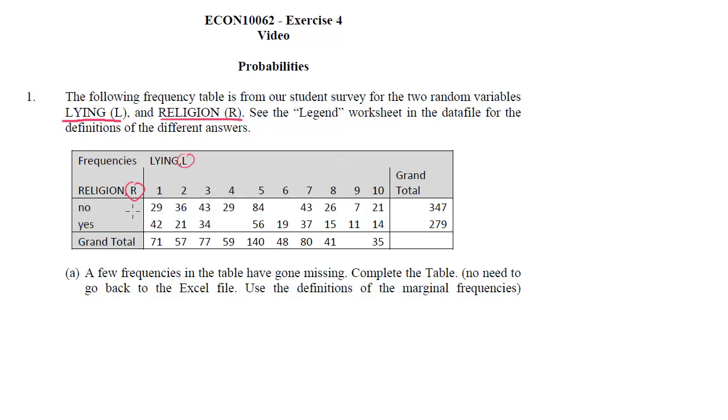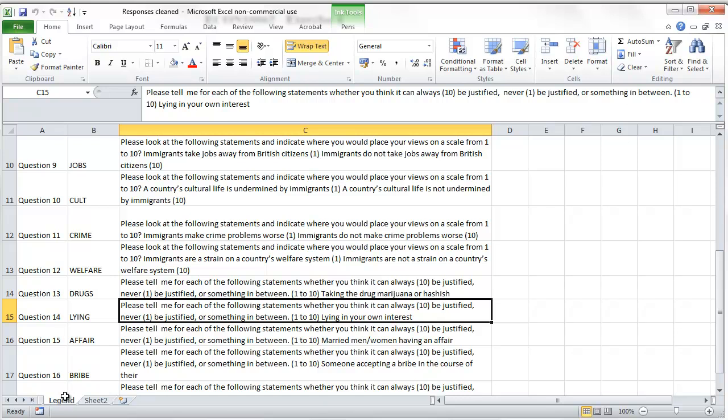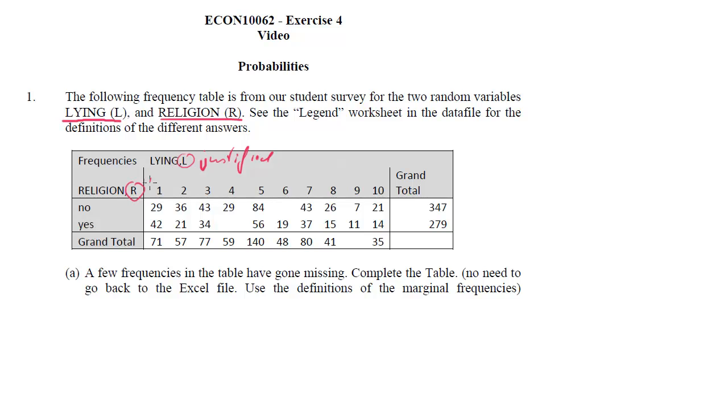The religion variable, of course, indicates whether you, as you may remember, find comfort in religion, no or yes. I deleted all blanks and no answers. The lying variable was to be answered. The question was, is lying justified? And the answers range from 1 to 10, so let's briefly check what 1 and what 10 meant in our legend worksheet. Lying 10 said it would always be justified, and 1 that it's never. So let's just indicate that here: 1 was never and 10 was always.